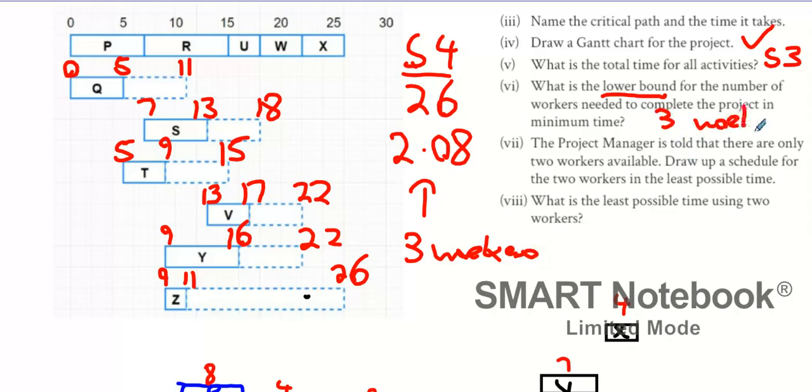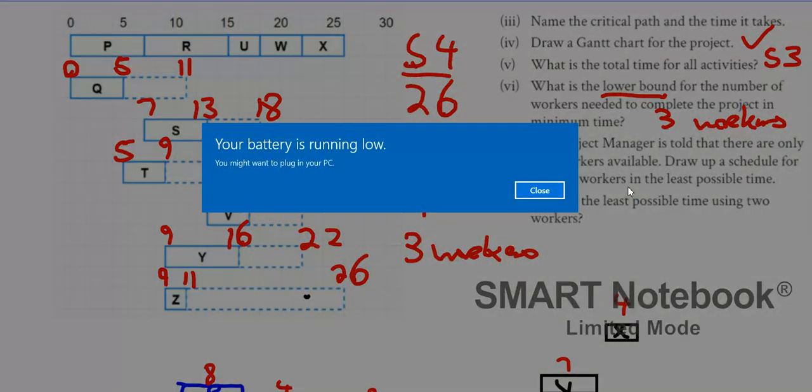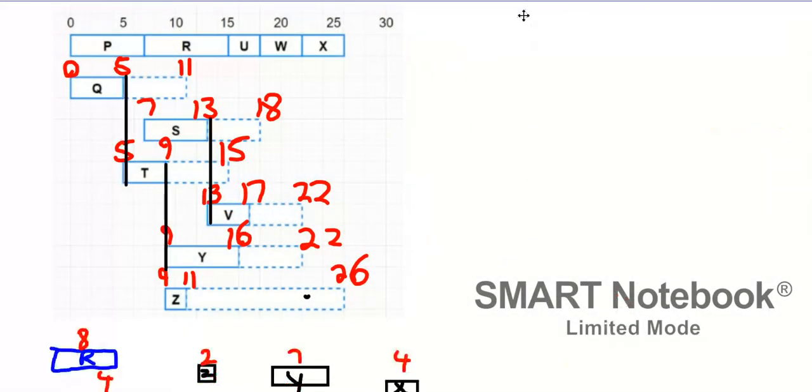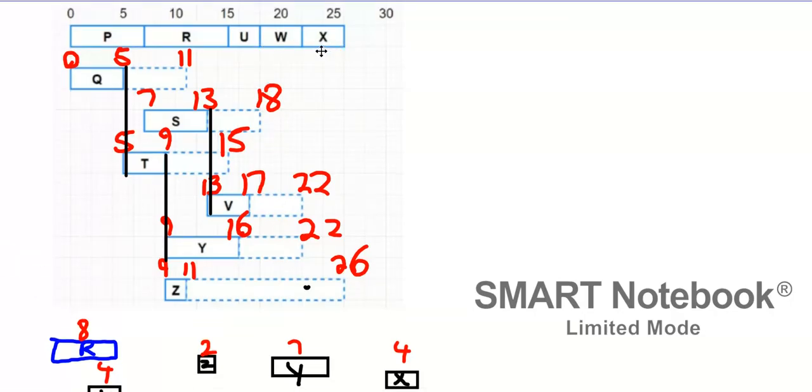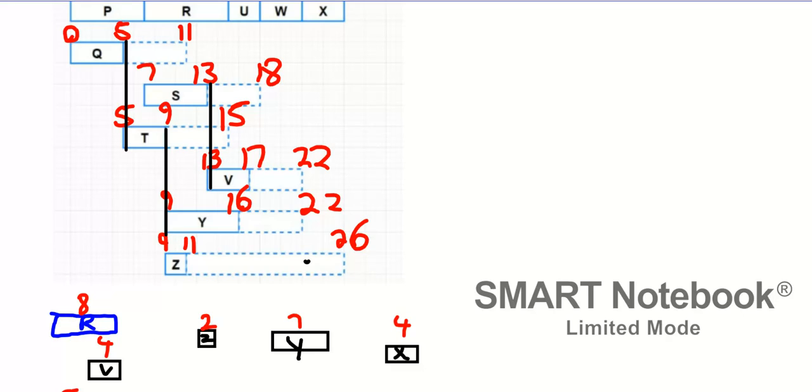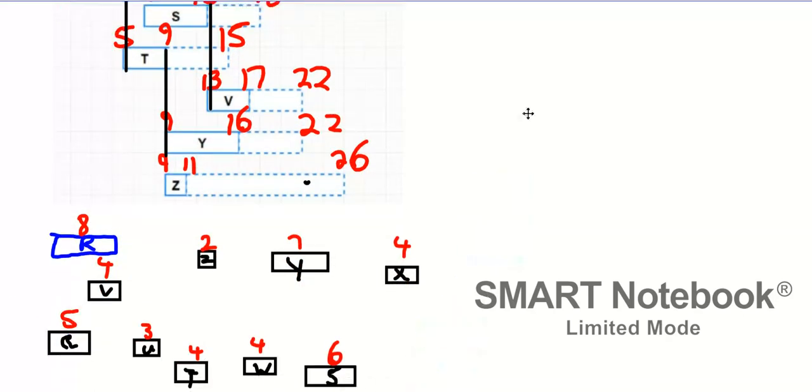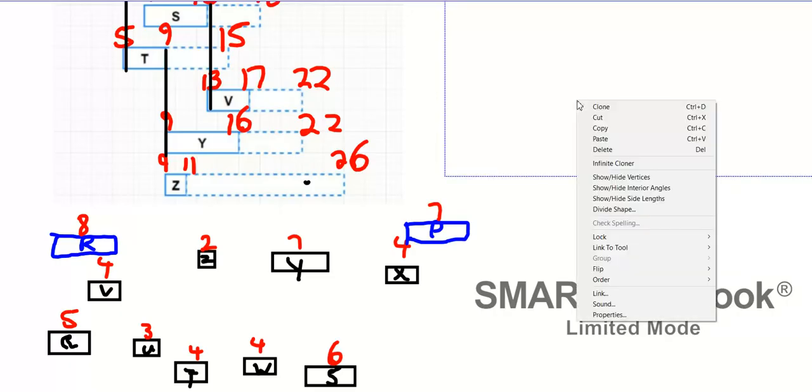Now what we told on question 7, there's only 2 workers available. What does that mean? Are we going to be able to do it in 26 minutes? No. I think a good start off would be to use P or UWX, wouldn't it? Let's use your critical paths. Why would you start off with the critical paths? Oh, wait, I have to do the order thing. Order.